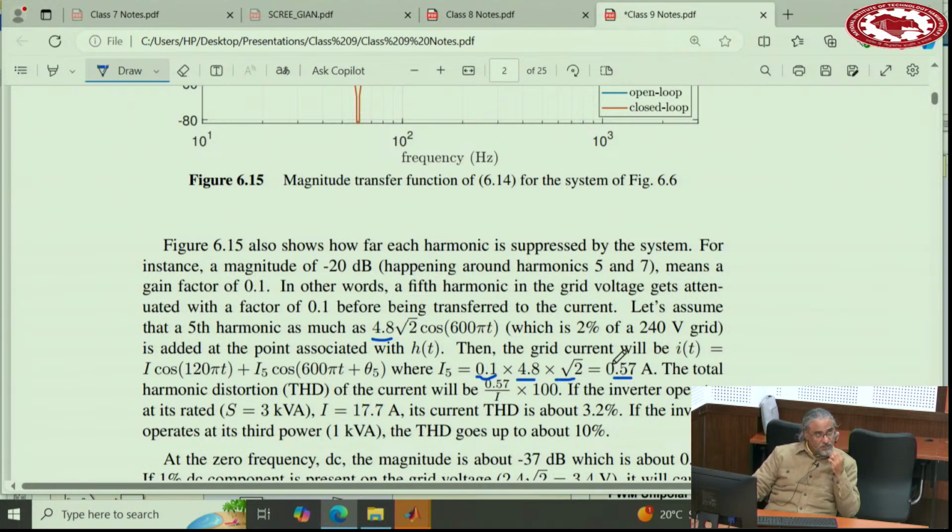0.57 will be the peak of the harmonic 5 of the current. How much was the total current? Let's say if you are operating at 3 kVA, the peak will be 17.17. Then you divide this by this one to get THD. THD will be 3.2%. Now, if you go to lower power, let's say the converter is operating at 1 kilowatt, the THD becomes 10%. So a tiny amount of harmonic in the voltage, 2%, can generate a huge amount of distortion on the current.